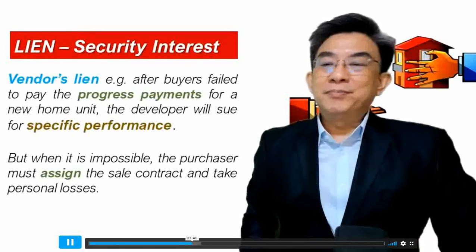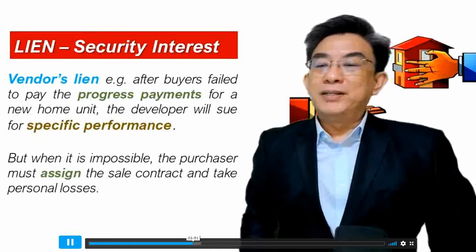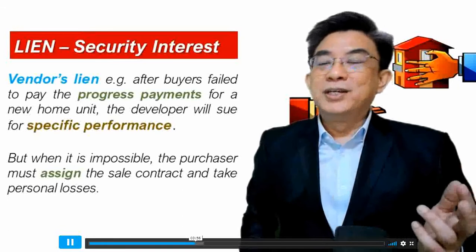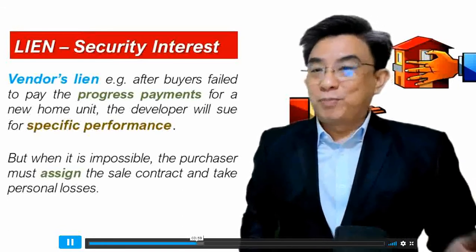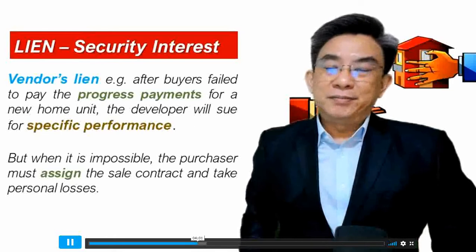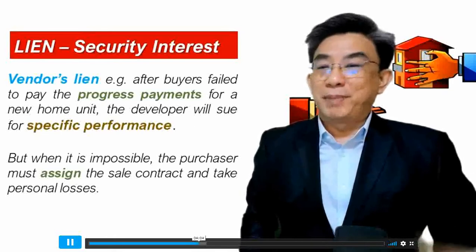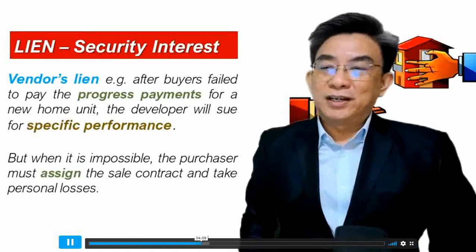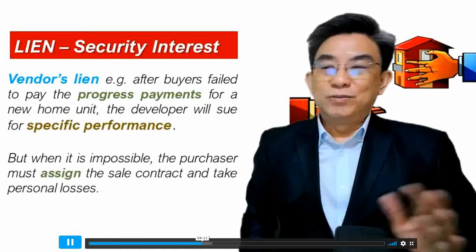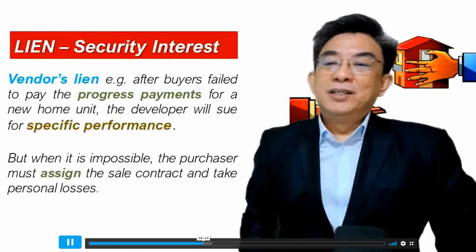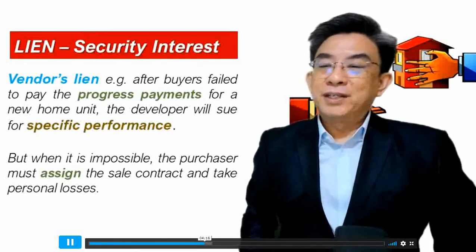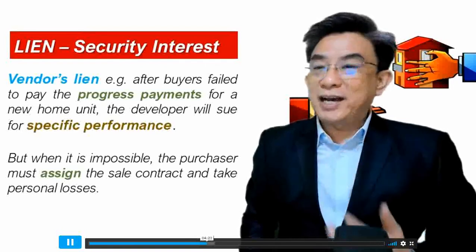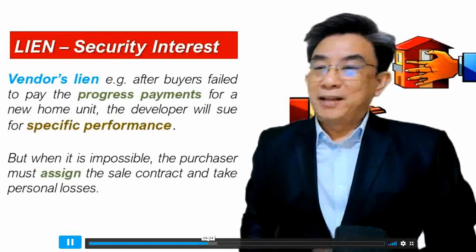So what happened? Specific performance. Now you know what specific performance is. That means the contracting party in breach is ordered by the court to perform the contract. But they cannot perform the contract, maybe because they are bankrupt, or maybe the bank has said, sorry, because of the crisis, we cannot lend you the money. If there is such a situation, then the buyers will have to assign the sale contract and take losses.